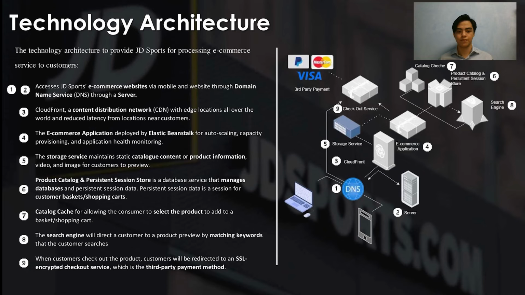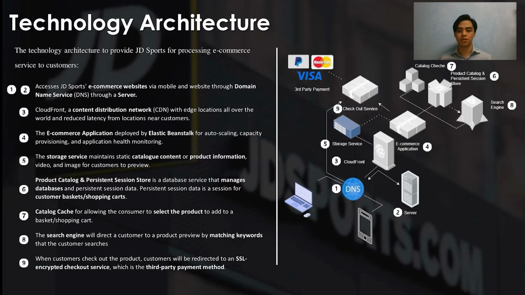Thank you. Hi, I'm Yong Kang and I will present the technology architecture. This section will present the technology that JD Sport needs for processing e-commerce service. The first technology is the domain name service, DNS. It goes through a server to let a customer access the JD e-commerce website with their mobile and PC. Next is CloudFront, a content distribution network, CDN.